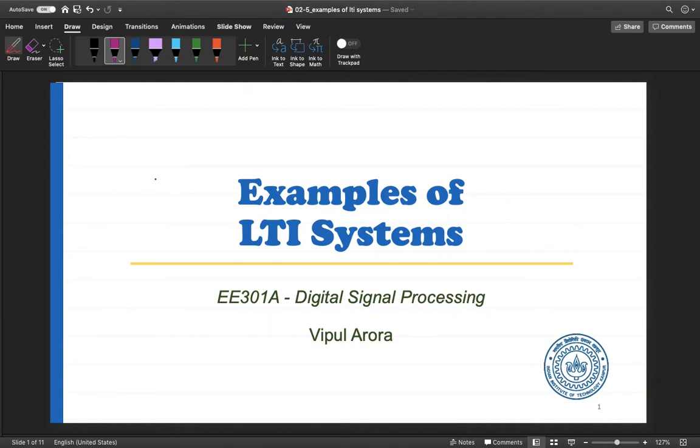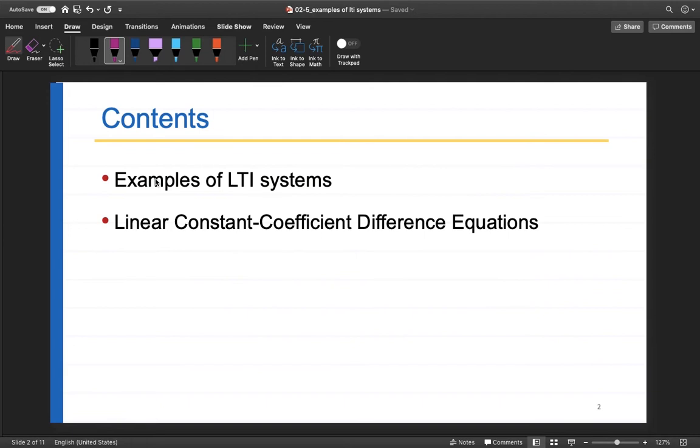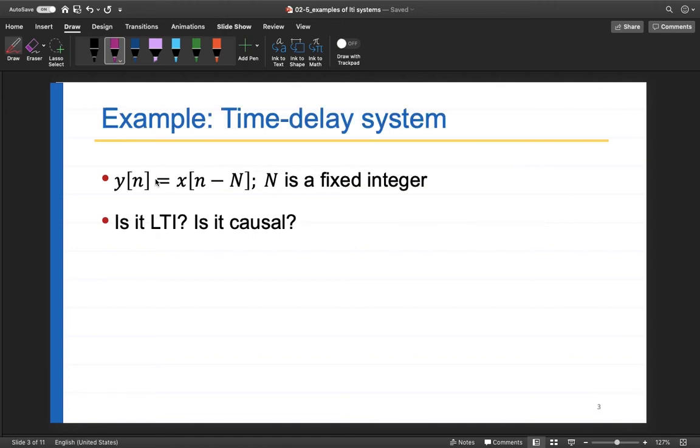So in this video, we're going to see some examples of linear time invariant systems. The contents: we'll look at some examples of LTI systems, and then we will look at another kind of representation for discrete time systems, which is called linear constant coefficient difference equations. Okay, let's look at the first example for an LTI system.